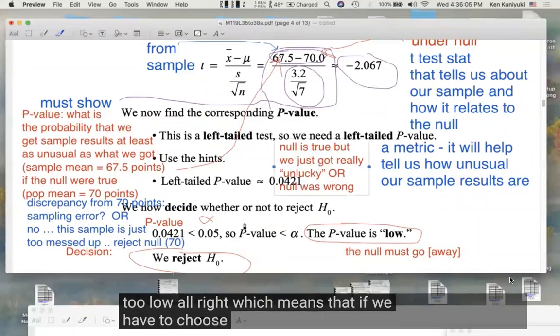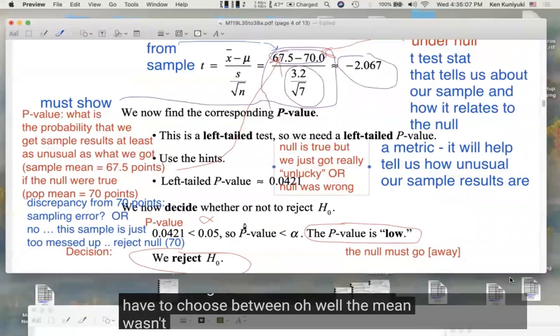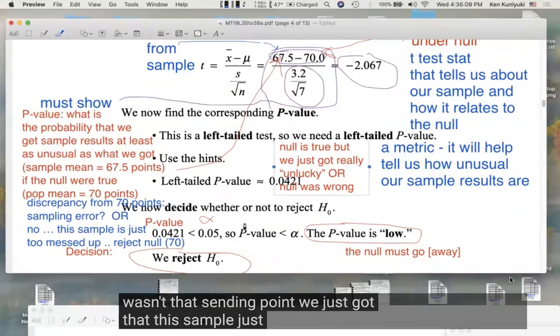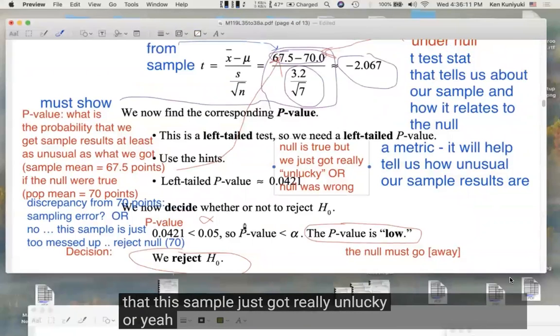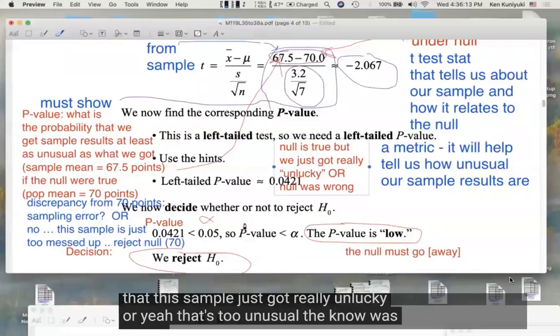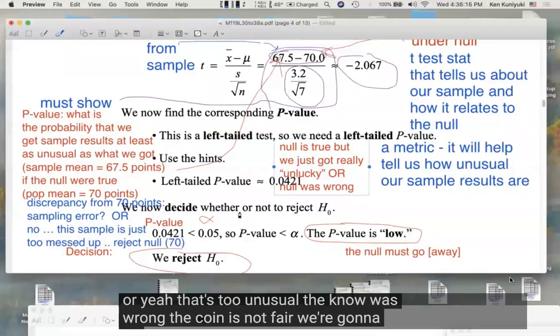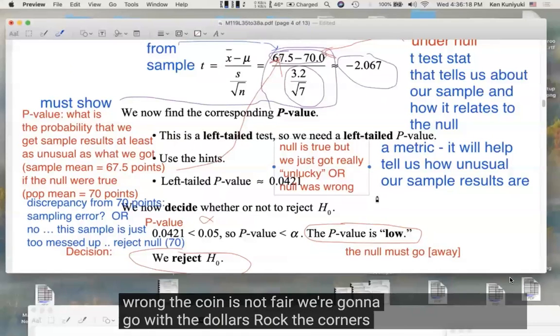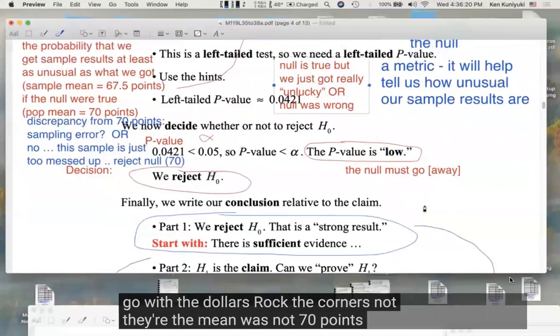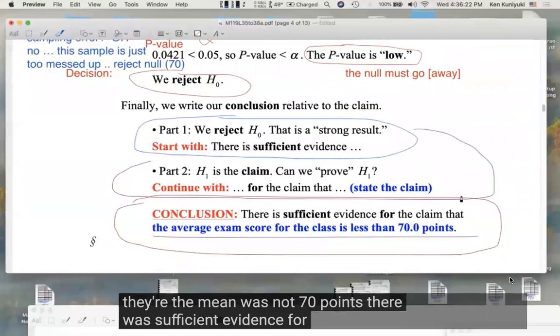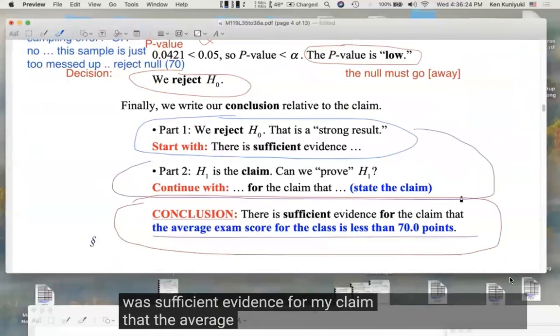Which means that if we have to choose between, oh well, the mean was in fact 70 points, and this sample just got really unlucky, or it's too unusual and the null was wrong, the coin was not fair, we're going to go with the null was wrong. The coin was not fair. The mean was not 70 points. There is sufficient evidence for my claim that the average exam score for the class was less than 70 points.